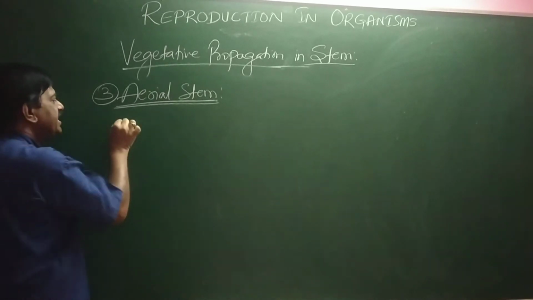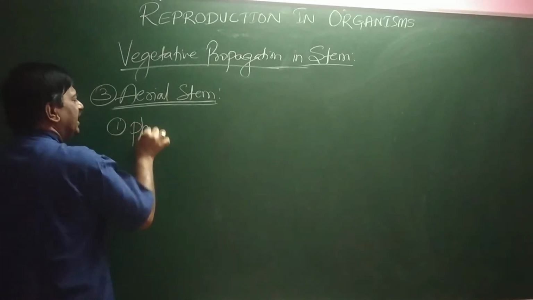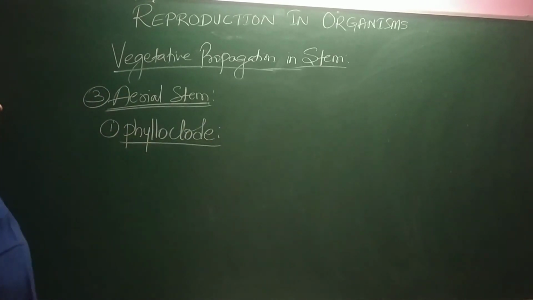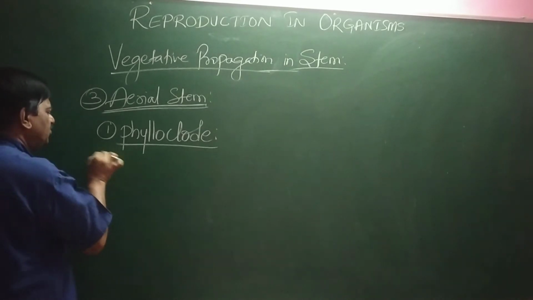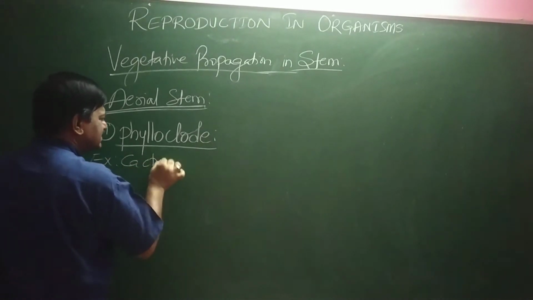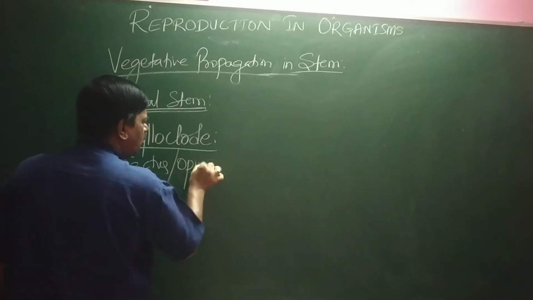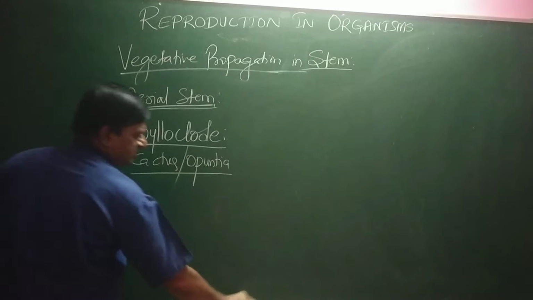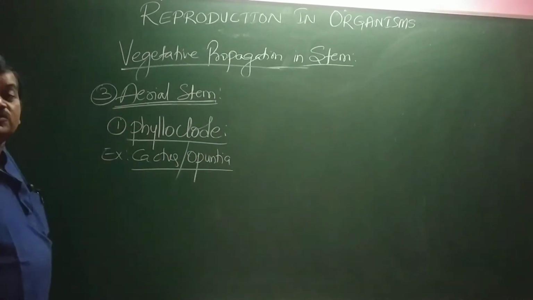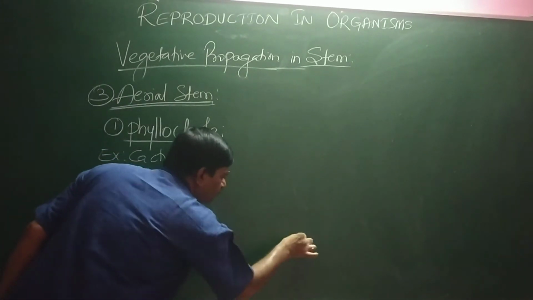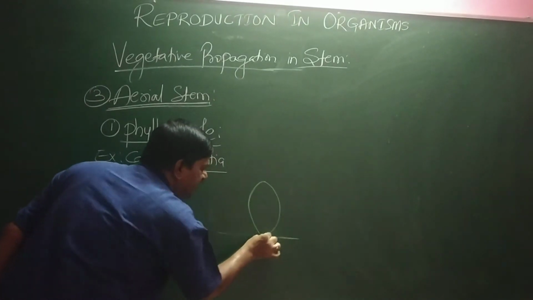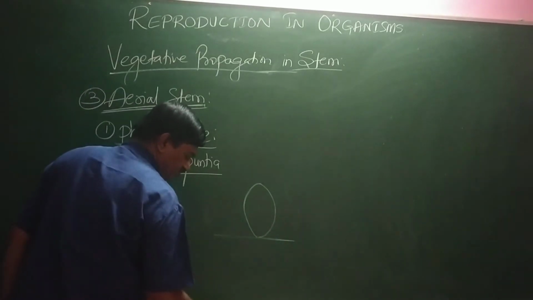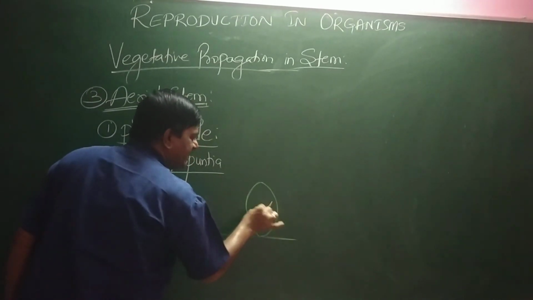So we call it aerial stem modifications, and the first one is called phylloclade. Example for this is cactus or opuntia. So here in a phylloclade, opuntia, the stem is flat, green in color, and the leaves are modified into spines.